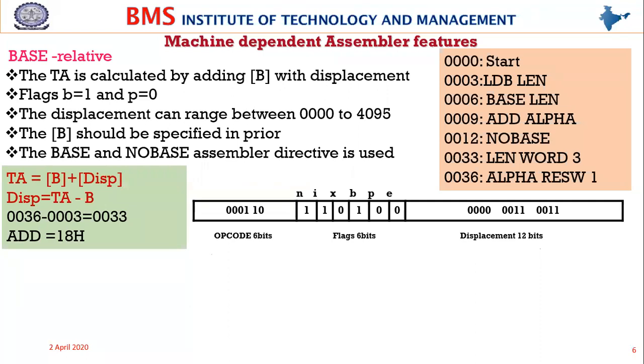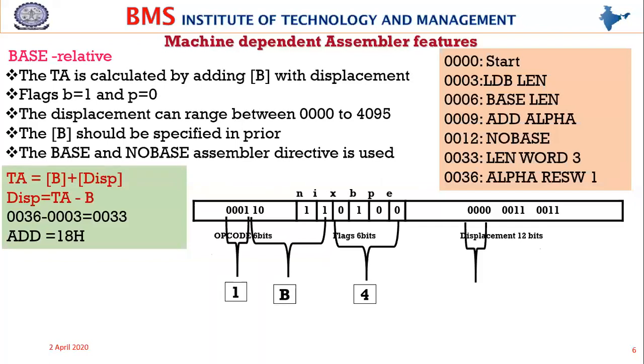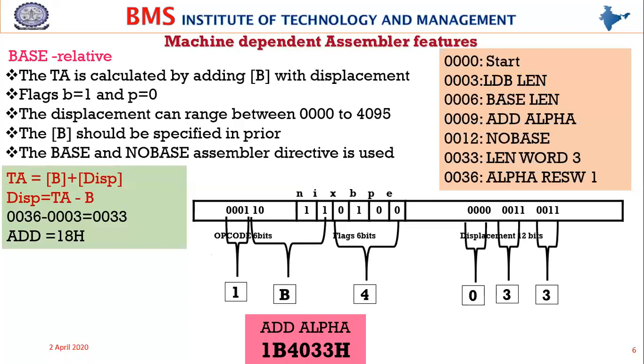Again, the same type of grouping as we did with PC relative should be done here also. When I group the first 4 bits, I have got a 1. When we group the next 4 bits, that is 1011, we got a B. When we group the next 4 bits, I got a 4. The next 4 bits give 0. The next 4 bits give 3. The last 4 bits give again a 3. So the object code for your ADD alpha is 1B4033 hexa.